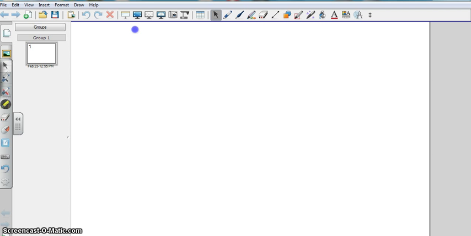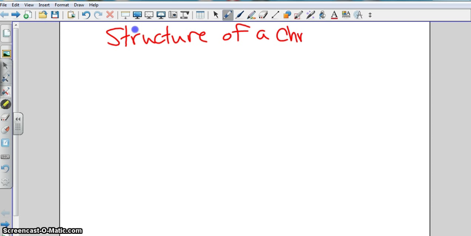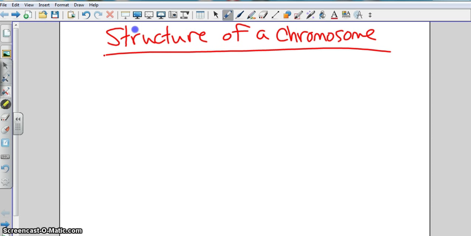We're going to look today real quickly at the structure of a what? Chromosome. What does structure mean? Shape. Good. How it looks. Structure of a chromosome. A chromosome is basically condensed what? Chromatin, which is DNA. Okay. So DNA is in the shape of a double helix.